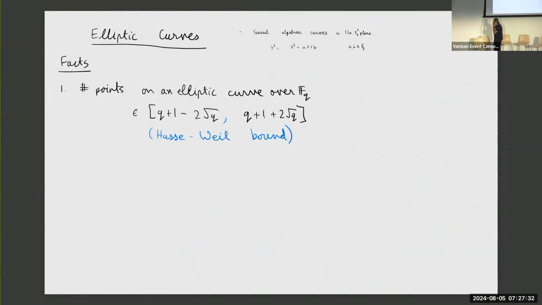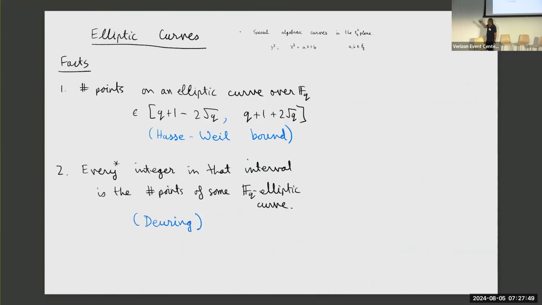An elliptic curve is a set of solutions to some equation, and the number of solutions is always some number very close to q, in an interval of length around square root q. This is the Hasse-Weil bound, and it's used very frequently. There is the result of Deuring, which is much less frequently used, which says that every integer in that interval is achieved as the size of some elliptic curve.